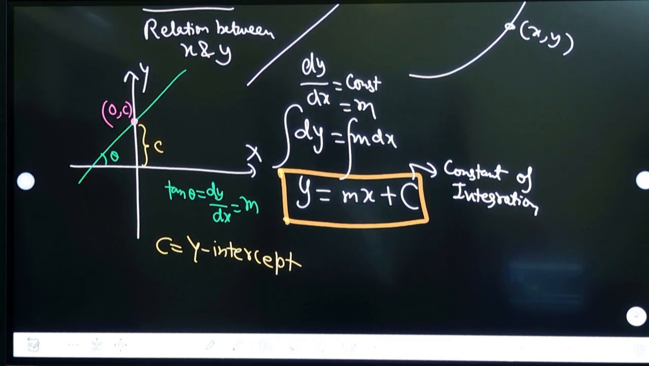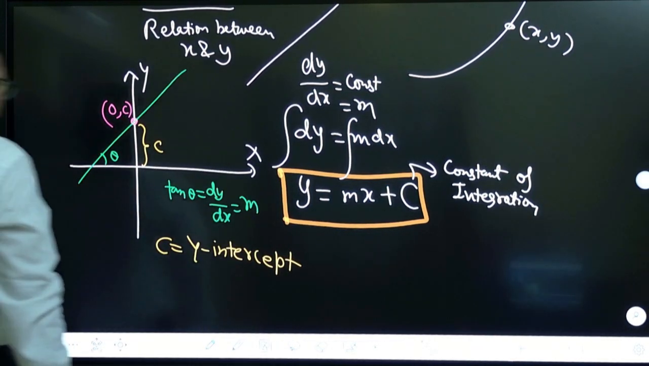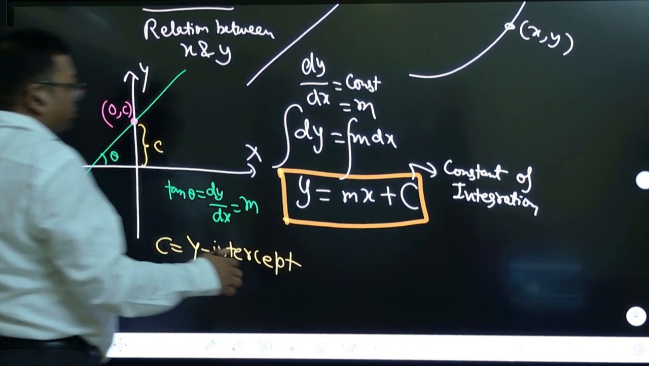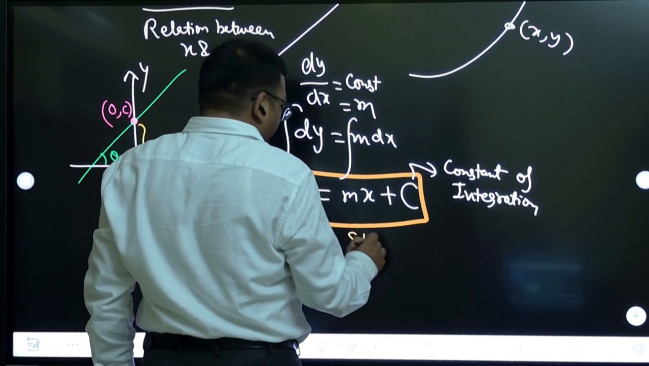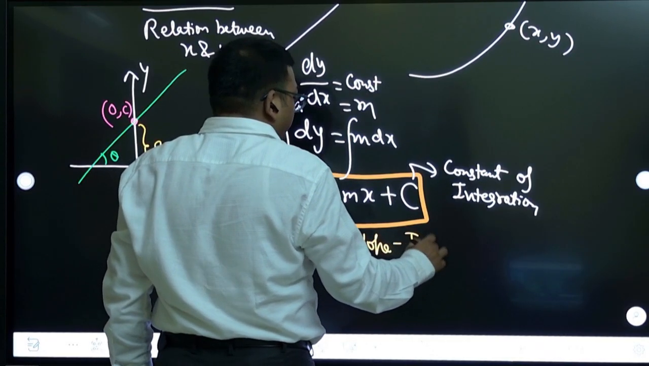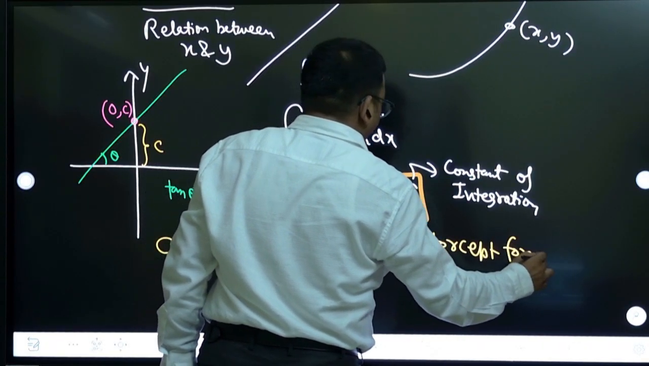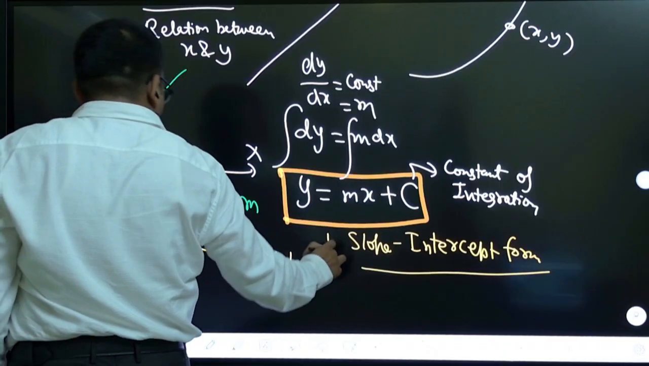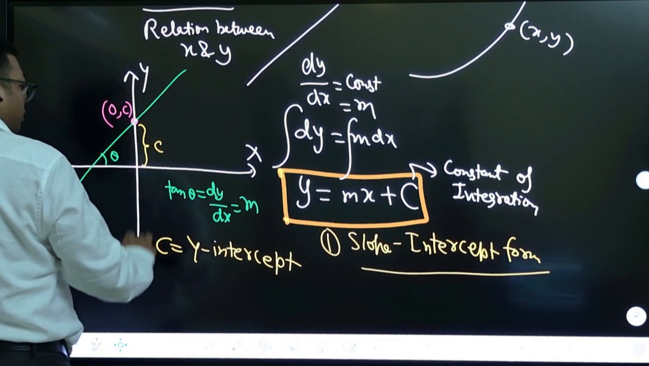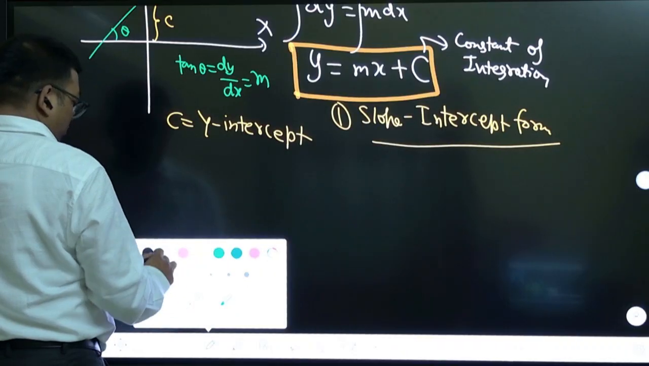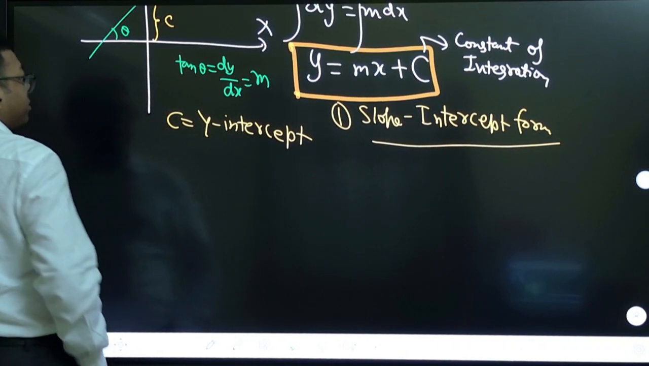Then what? Then we can think of other ways of writing this equation. So this is slope intercept form. This equation is called slope intercept form. Very, very famous equation, slope intercept form. First way to write.